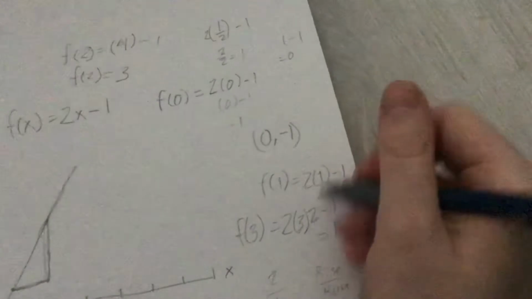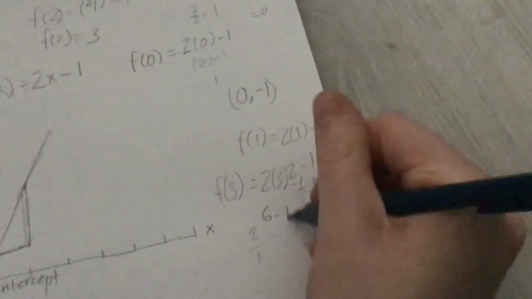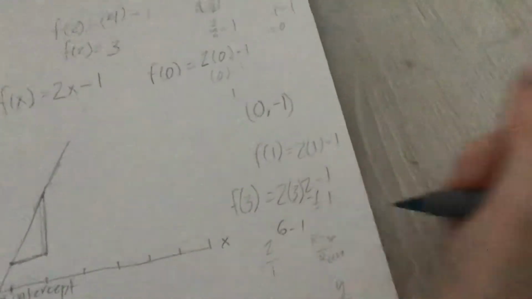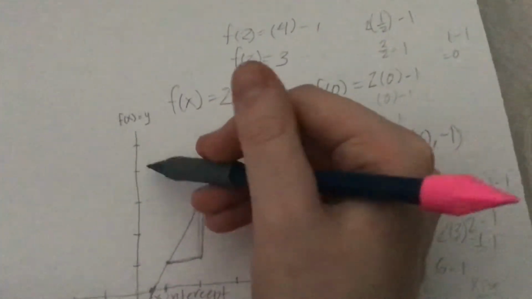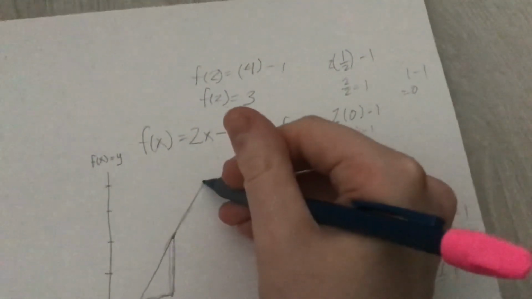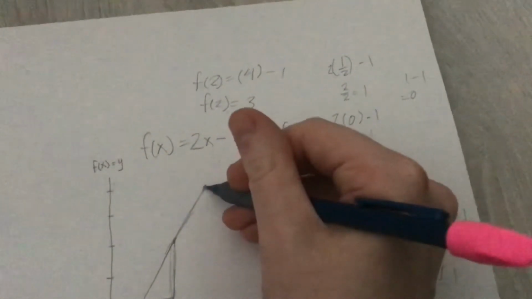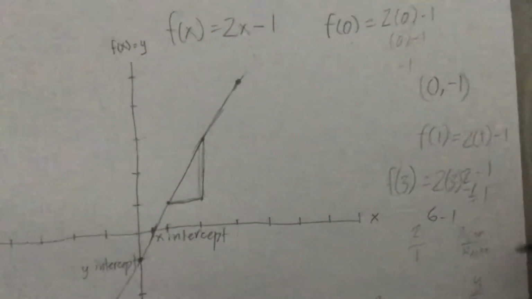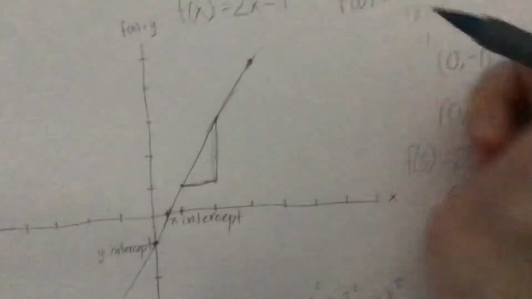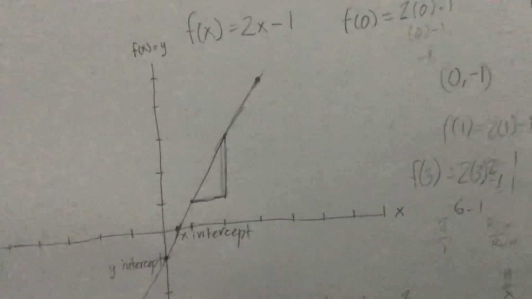Oh no, I didn't realize I was putting it over there. Okay, minus 1. 6 minus 1, which is equal to 5. Which is 1, 2, 3, 4, 5. Right where I predicted it. It is exactly as I have foreseen. But yep, there we go. That's all you need to know about slope, I guess.